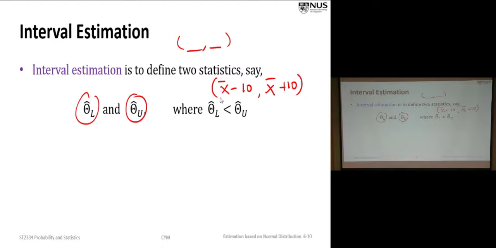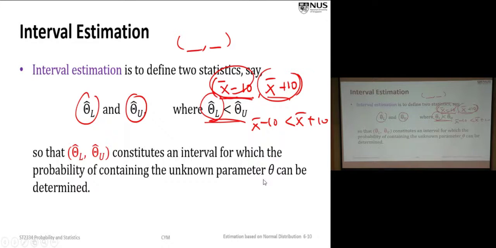X bar is a random variable. You minus 10, it is a random variable again. And this is another random variable. And we are pretty sure that X bar minus 10 is less than X bar plus 10. So this satisfies the requirement. For the statistic for the lower limit and the statistic for the upper limit, the relationship is that the lower limit must be less than the upper limit. So this constitutes an interval.